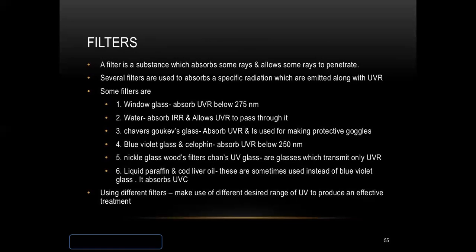Fourth is the blue violet glass and cellophane, which absorb UVR below 250 nm. Fifth is nickel glass, Wood's filters. Chance UV glass transmits only UVR. Liquid paraffin and cod liver oil are sometimes used instead of blue violet glass. It absorbs UVC. Using different filters makes use of different ranges of UV to produce an effective treatment. This is all about the UVR.